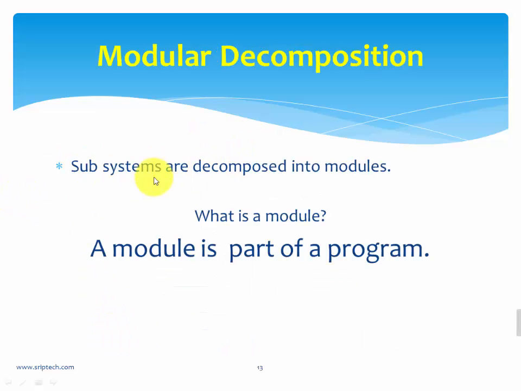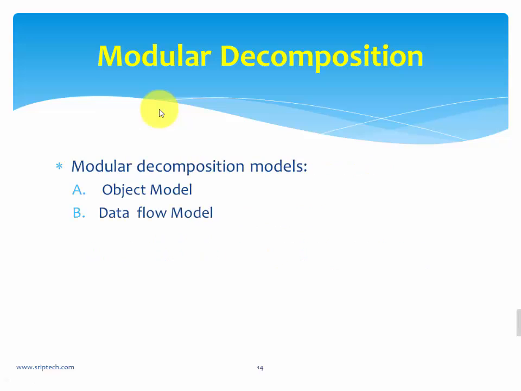Okay, now what is modular decomposition? You know that in the architectural model we first did system structuring, where we identified the subsystems. Then we did control modeling, where we identified the control relationship between the subsystems. Now the next stage would be modular decomposition. Modular decomposition is a process where you convert all the subsystems into modules. If you ask me what is a module, at this point I can say that a module is a part of a program, or many programs put together becomes a module.